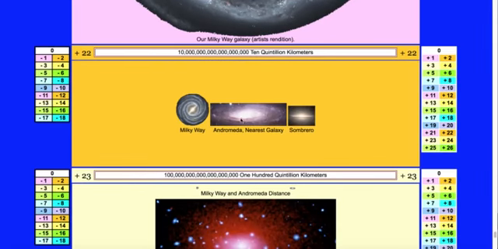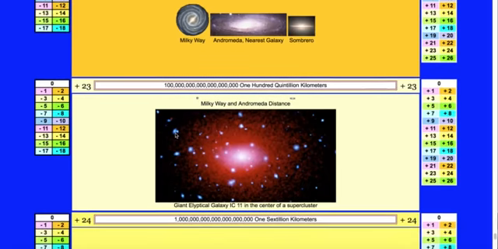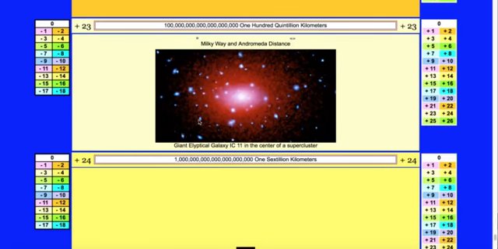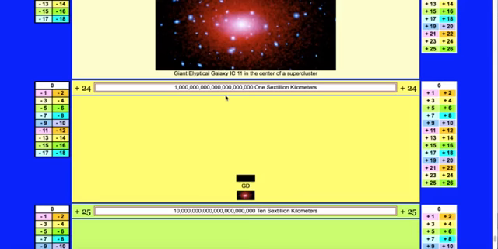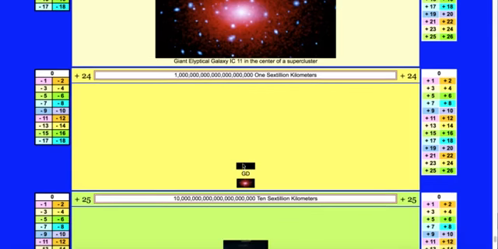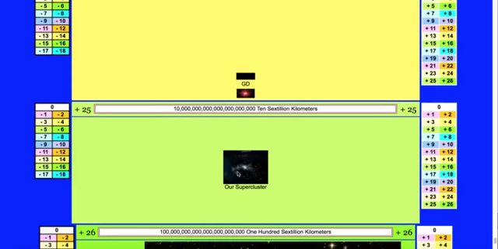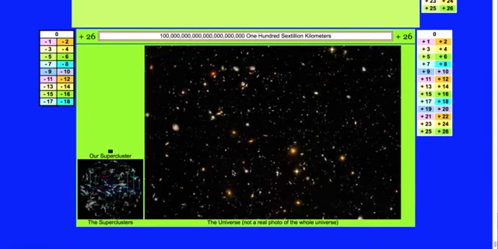Here's Andromeda, a little bit bigger than the Milky Way. It's our closest galaxy. And then the Sombrero Galaxy, about the same size as the Milky Way, a little bit smaller. Plus 23, you have another elliptical galaxy, the supercluster that we're in. I think this is what our supercluster looks like. Then plus 24, it's just galaxies. Plus 25, you get a supercluster. Plus 26, here's the size of our supercluster within the superclusters that we're in. And that's how big that is within our known universe.